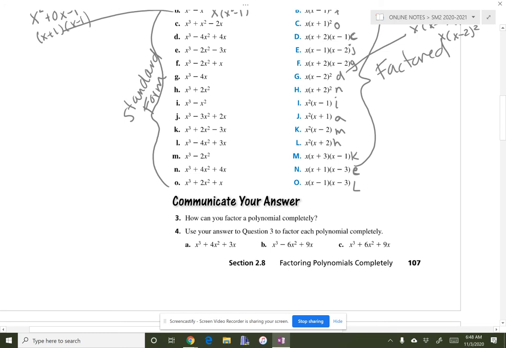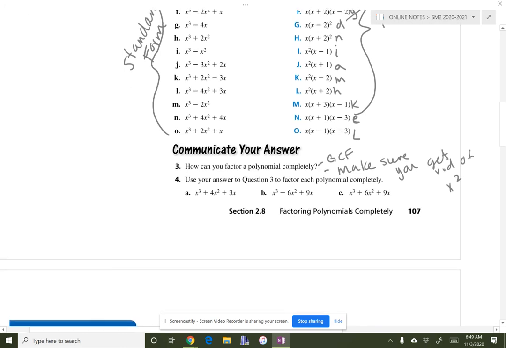How can you factor a polynomial completely? We made that list last time. Honestly, the biggest thing I would say is you do the GCF, okay, and then make sure you try to get rid of any x squareds. If it has an x squared in it, you could probably factor it, okay? So, number 4, like this one.